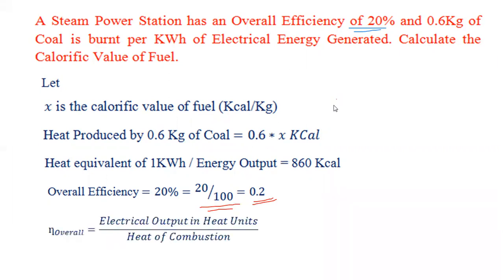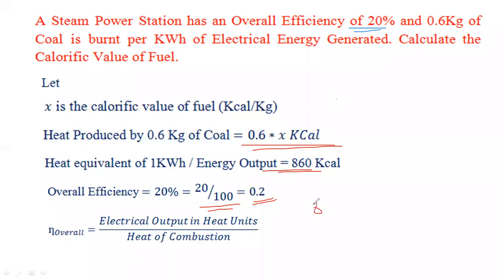Now to find the calorific value, the formula is: overall efficiency equals electrical output in heat units with respect to the heat of combustion. The heat of combustion is how much fuel is utilized to generate the power. The overall efficiency is output with respect to input. Output means the electrical output in heat units, that is 860 kilocalorie. The input is the heat of combustion, that is the steam produced, the fuel utilized, which is 0.6 into x kilocalorie.